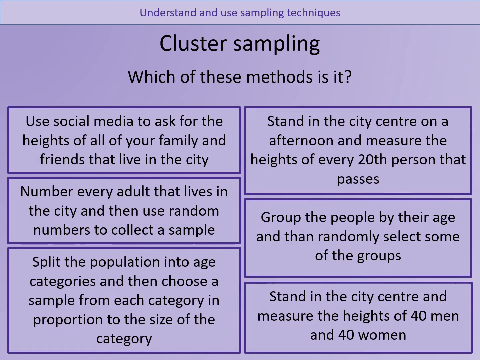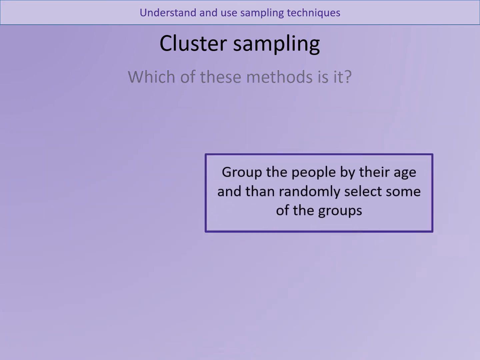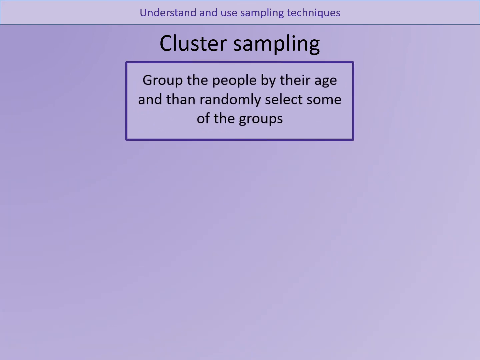And then finally, number 6, we have our cluster sampling method, which is this one. So we group people by their age and then randomly select some of those groups.